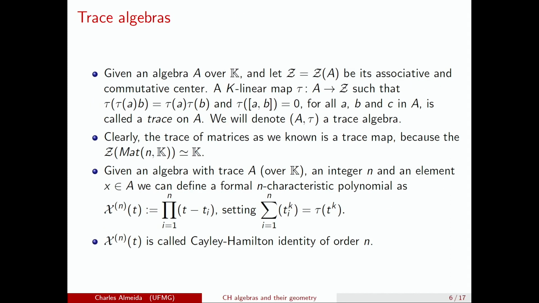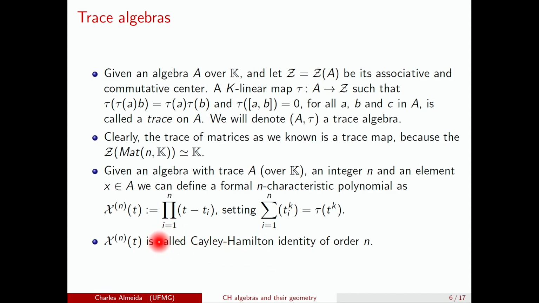And this map is the same map that we happen to have in the algebra of matrices. And the other thing is that using that map, we can define a formal characteristic polynomial for the elements of that algebra. So what we can extract from this slide is that we can generalize the notion of trace, and we can also generalize the notion of characteristic polynomial for an element of my algebra. And I will call this the n-th characteristic polynomial of my algebra, by the Cayley-Hamilton identity for my elements.